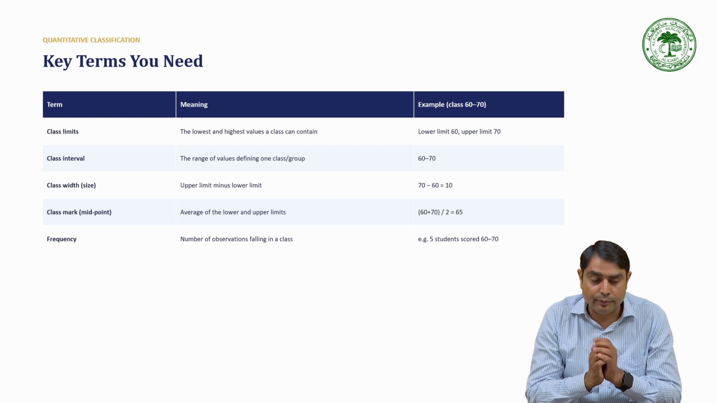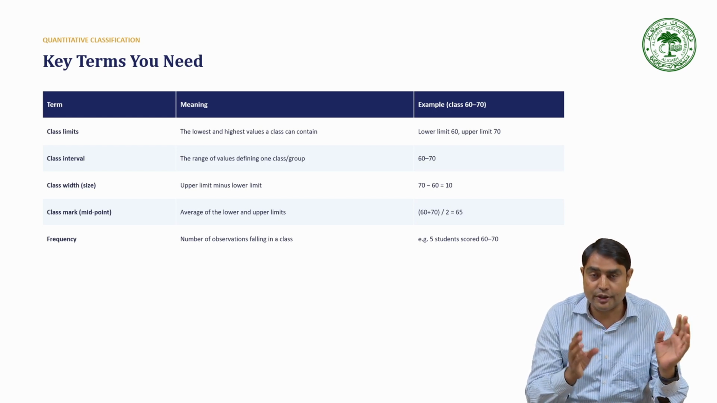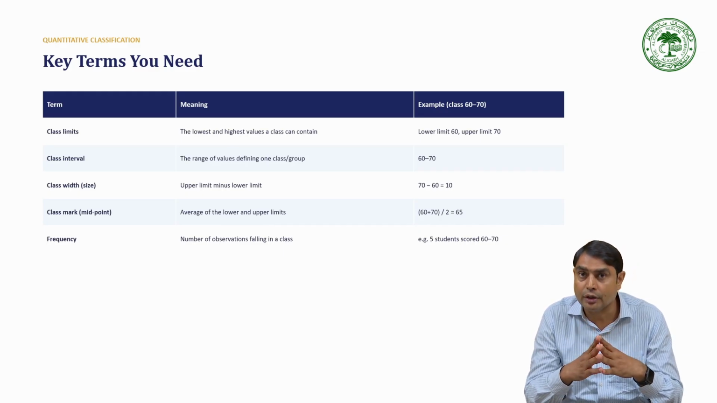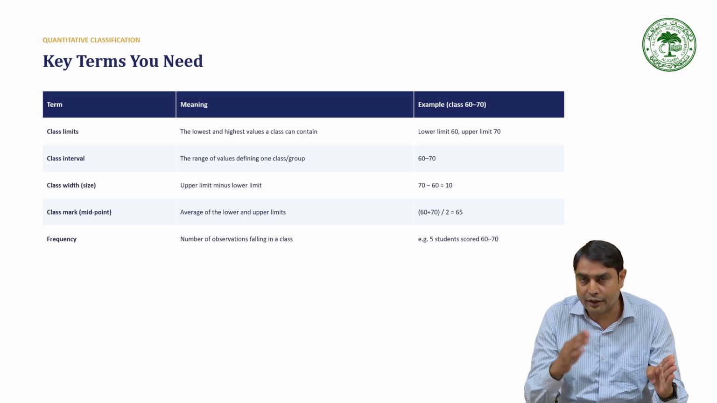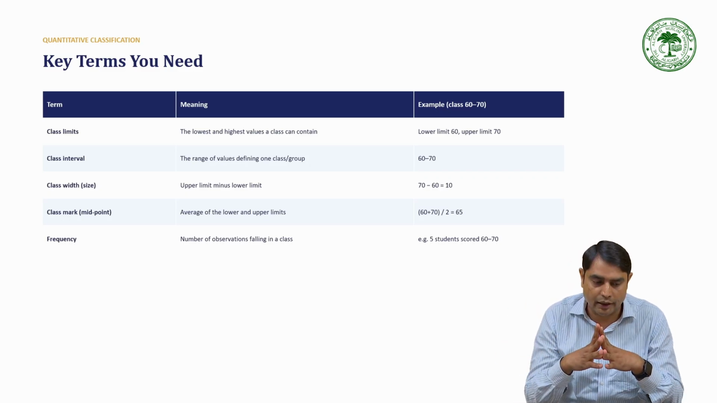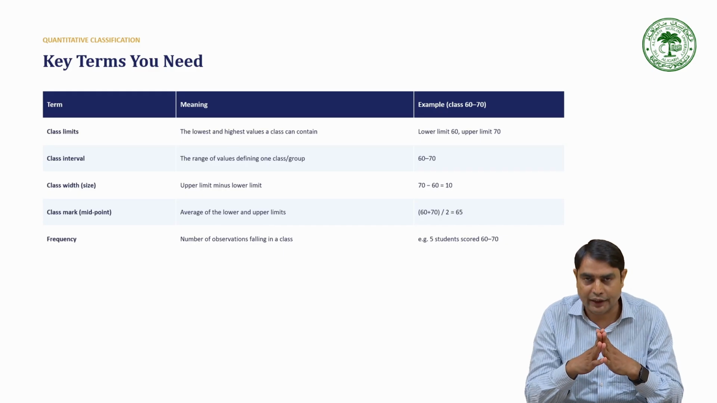Then class width means the class size, which is upper limit minus lower limit. The other term which is used is class mark, which is nothing but the midpoint. So if my lower limit is 10 and upper limit is 20, then my class mark will be 15: 10 plus 20 divided by 2.